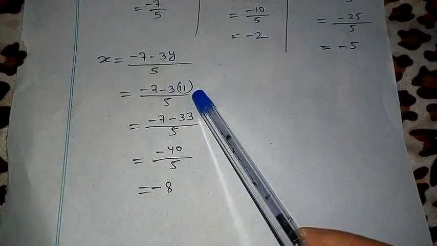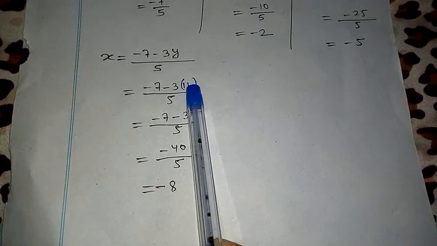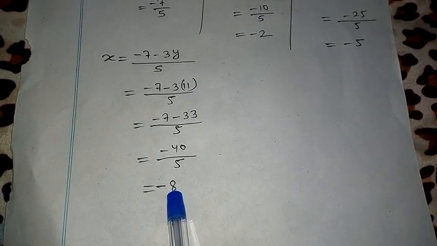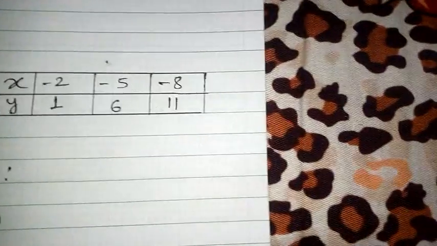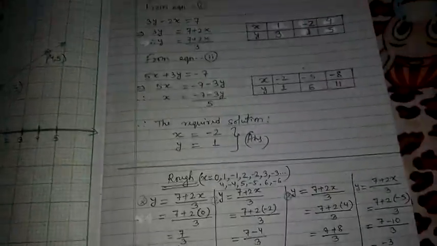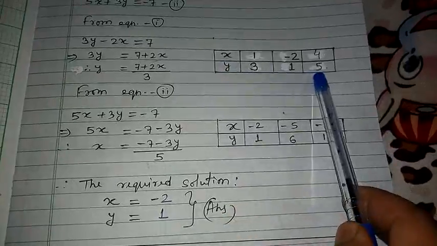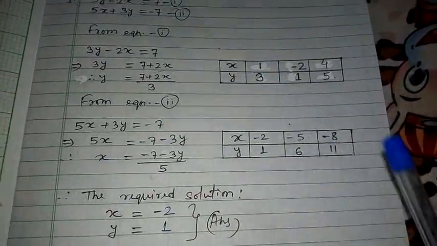So I took 11 and you can see minus 8 has come. So value of y is 11 and value of x is minus 8. So that I have put 11 and minus 8. Now I will plot these boxes on the graph. First I will begin from here. So 1, 3 I will plot.